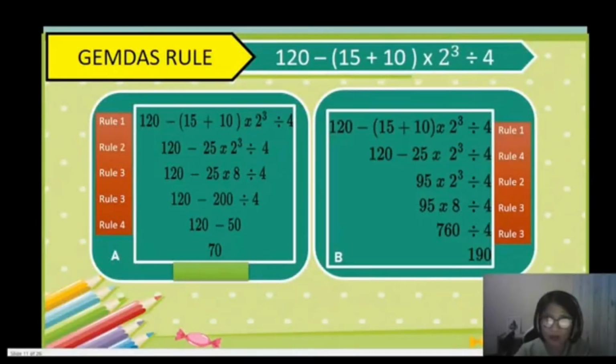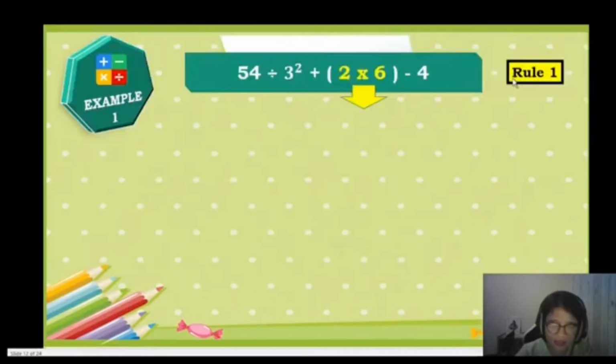Let's go back to my question a while ago. Which of the two solutions follows the 4 steps in ordering operations? Yes, it is solution A. So therefore, what is now the correct answer? Very good. The correct answer, when we perform 120 minus 15 plus 10 times 2 to the power of 3 divided by 4, is 70.